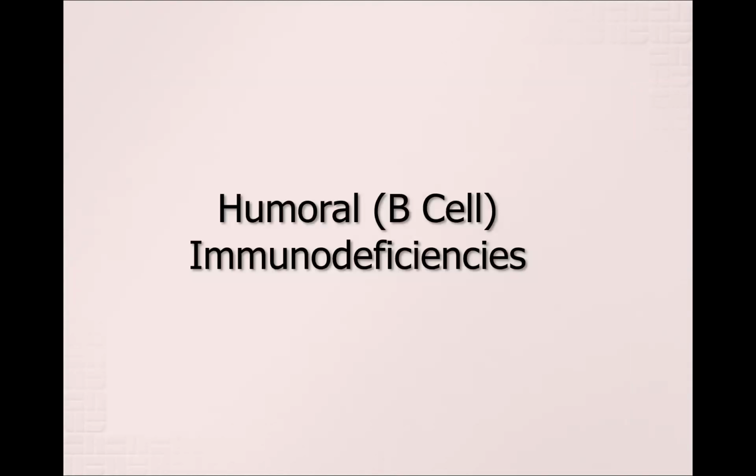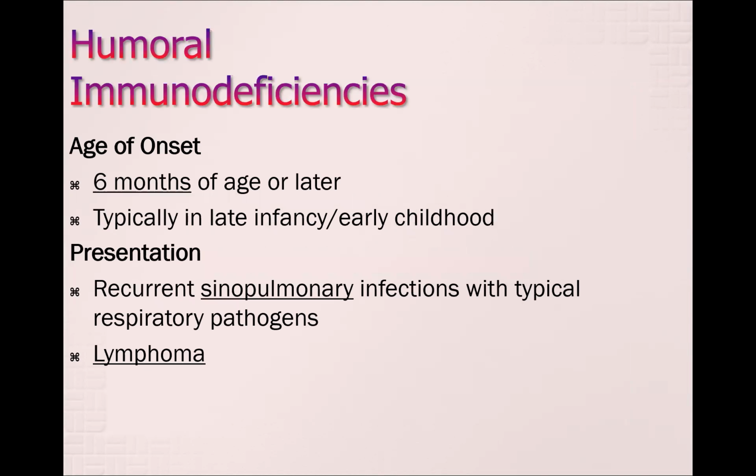All right, so we'll go through each one of these, give you guys some general principles when it comes to immunodeficiencies, and then some specific disorders that are related to it. It's not going to be all encompassing once again. So with humoral immunodeficiencies, what you want to think about is age of onset. Typically since 6 months of age or later, they usually present with recurrent sinopulmonary infections with typical respiratory pathogens. So we're talking about our MCATs, our pneumococcal disease, the typical bacterium that we see. There is an increased risk of lymphoma in patients with B cell type immunodeficiencies, which would stand to make sense.